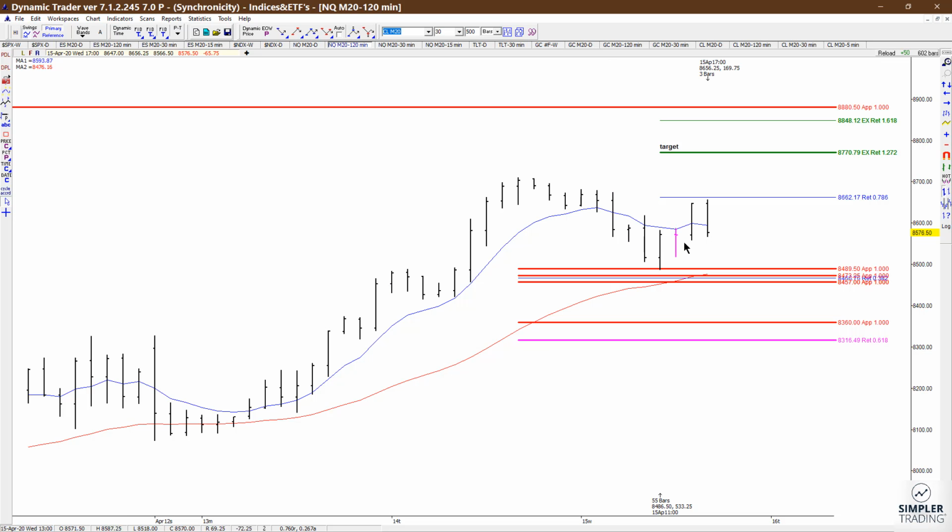Okay, so again, you can definitely day trade with these levels, you can scalp with these levels, and you can swing trade with the levels.